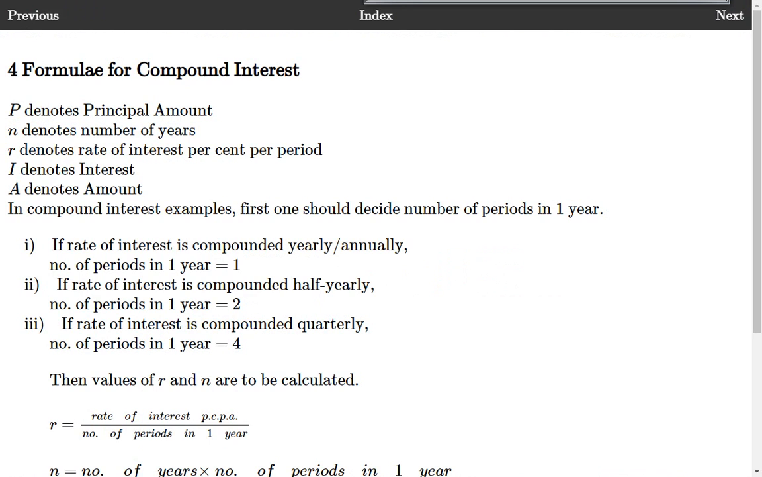First, we will understand the notation. Here, P denotes principal amount. N denotes number of years. R denotes rate of interest per cent per period. It is not necessarily per cent per annum, but it is rate of interest per cent per period. I denotes compound interest, and A denotes amount. So try to understand the basic notations.